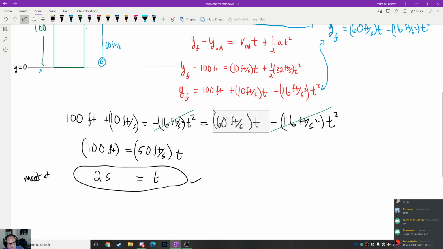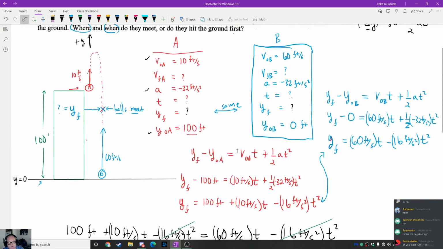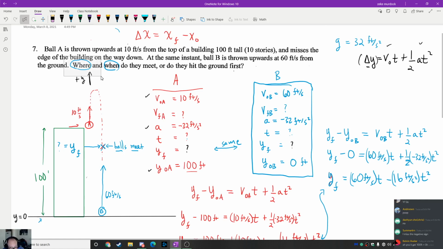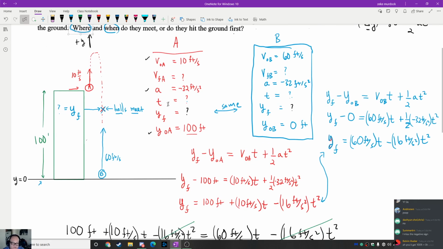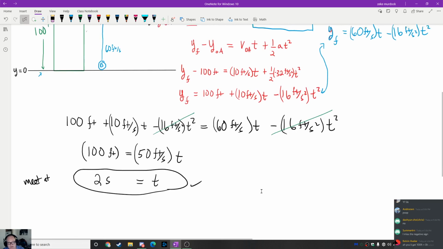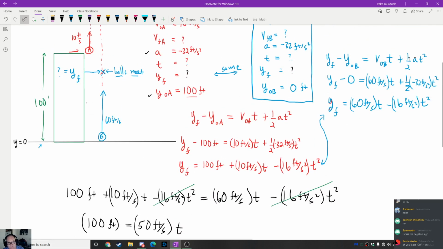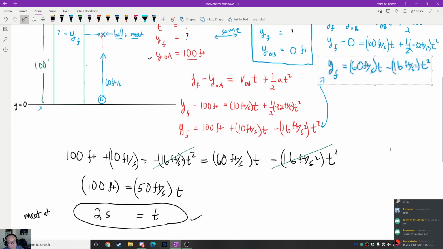Okay, so that was only half the problem. The other half of the problem was to calculate where do they meet. Now, this is important. Where they meet is important, because if they meet below the ground, well, that's a problem, right? So you have to actually solve both. To figure out where they meet, let's just use this equation right here. It's the simplest equation to use.